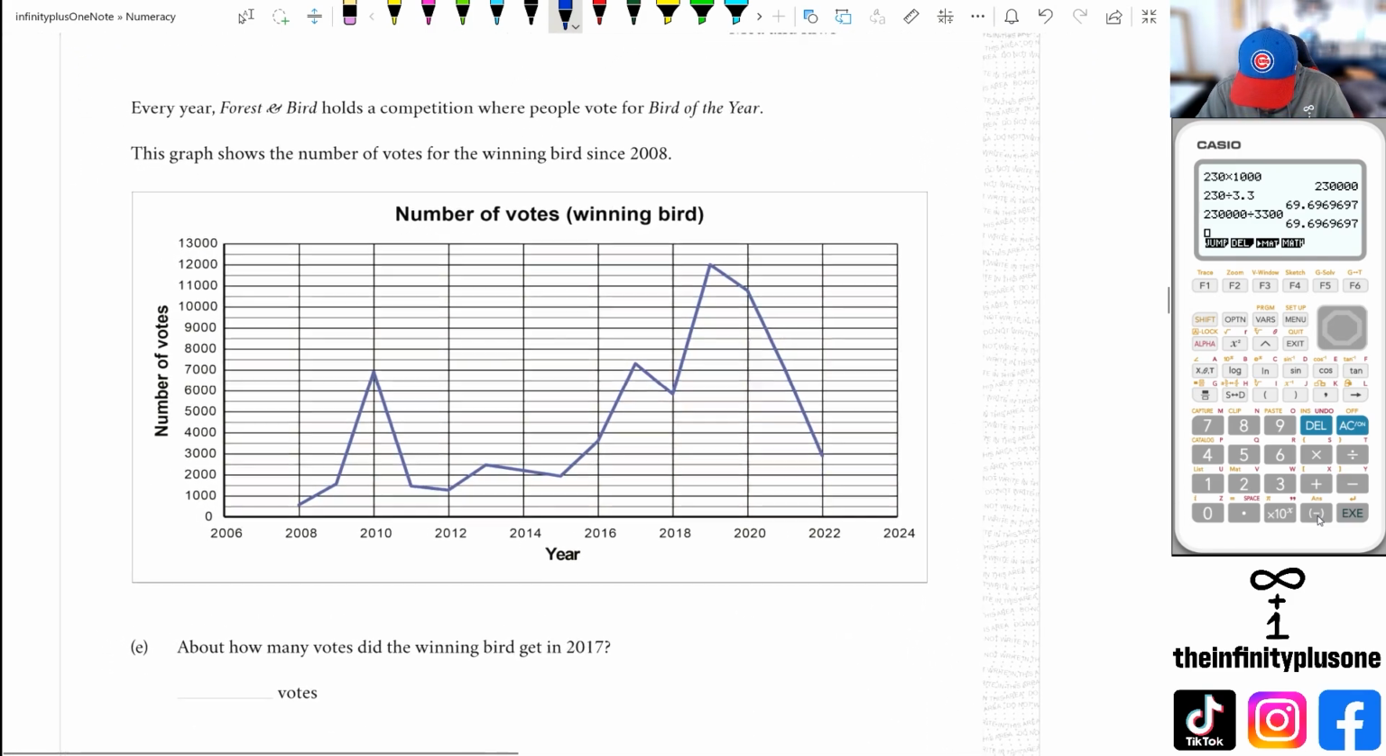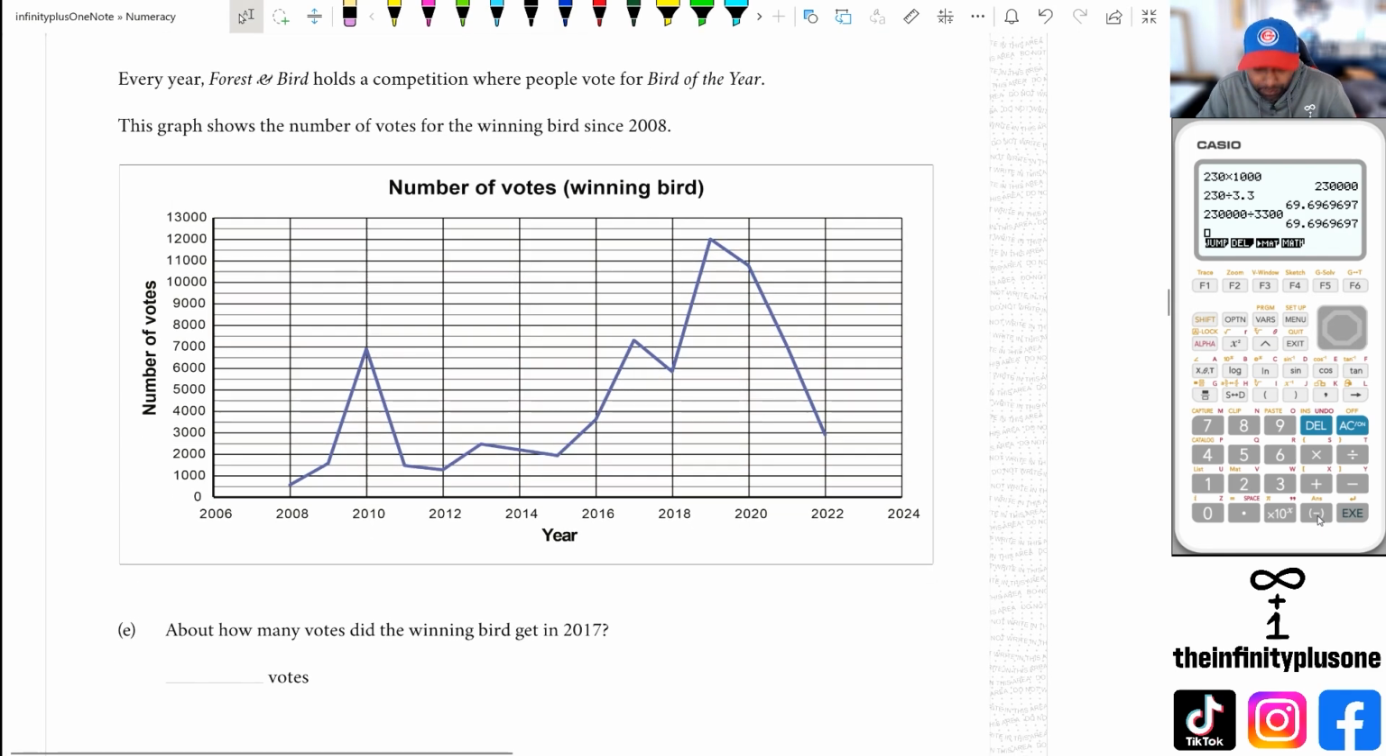So question E, what we've got is Bird of the Year competition. I would love to see the stats for 2023, but that's another story. We're gonna come back to that maybe next year. The graph shows the number of votes for the winning bird since 2008. About how many votes did the winning bird get in 2017?